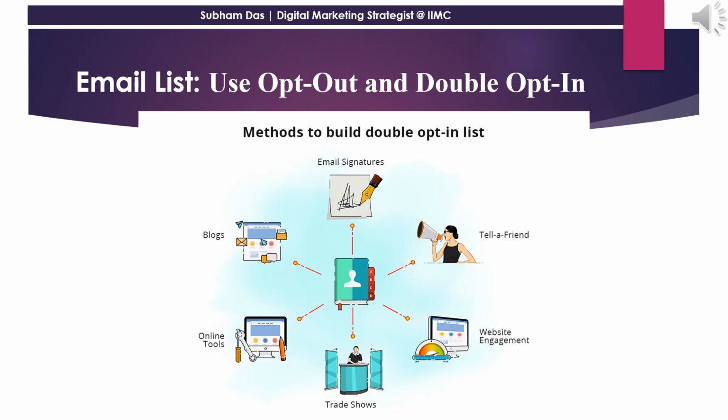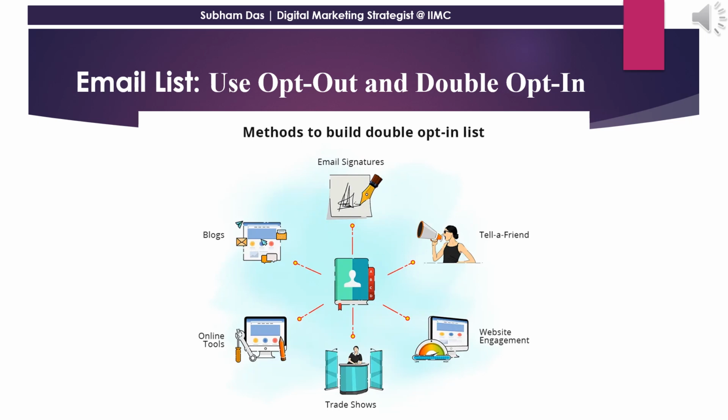Now there are some red flags regarding purchasing an email list. One of them is maybe they are not interested in the topic of your newsletter or your emails. Next is use opt-ins and double opt-ins that is missing in any purchased email list. What are opt-ins and double opt-ins?